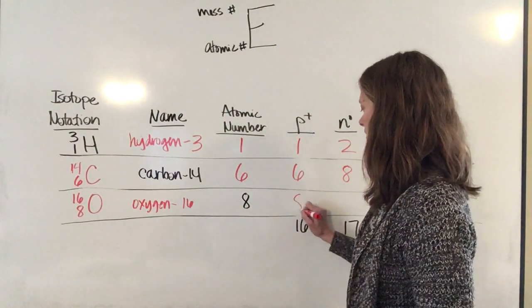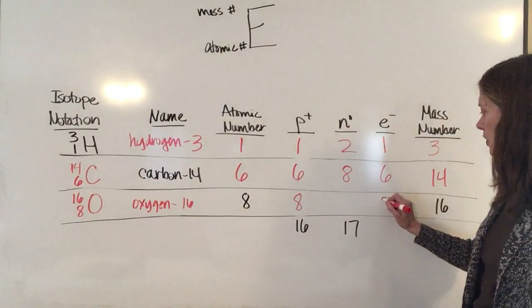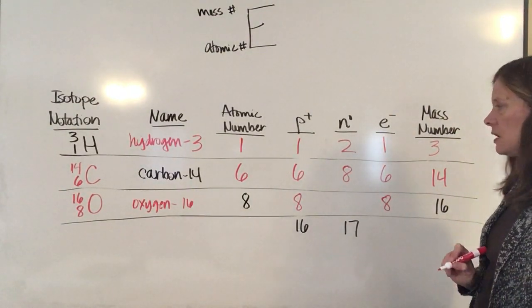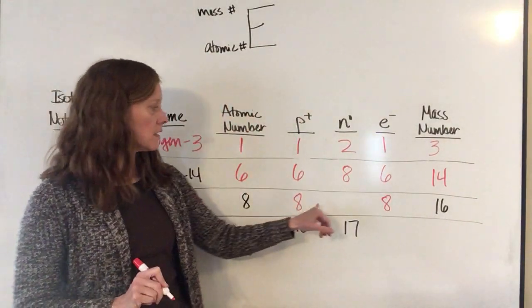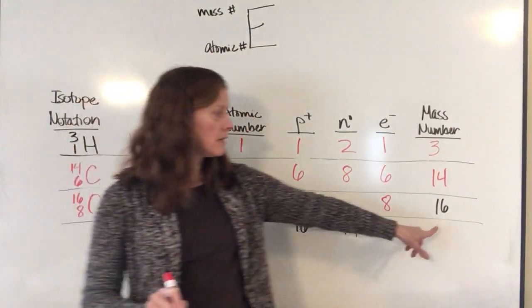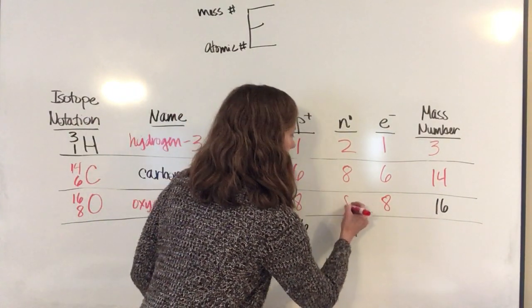Atomic number is always the number of protons. For a neutral atom, it's also the number of electrons. So how many neutrons are in this atom? Well, 8 plus something is going to give me 16. What number is that? 8. All right?